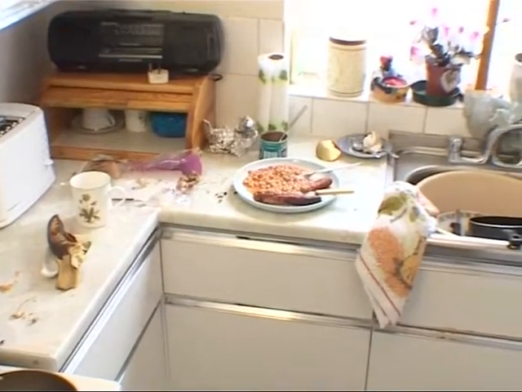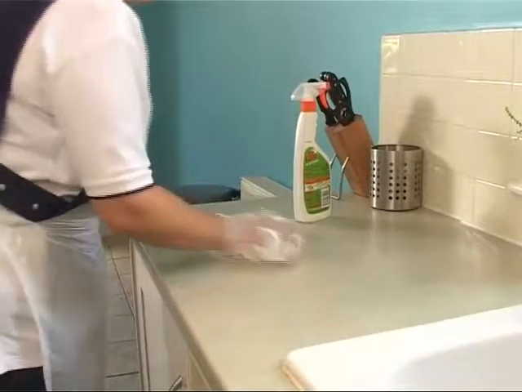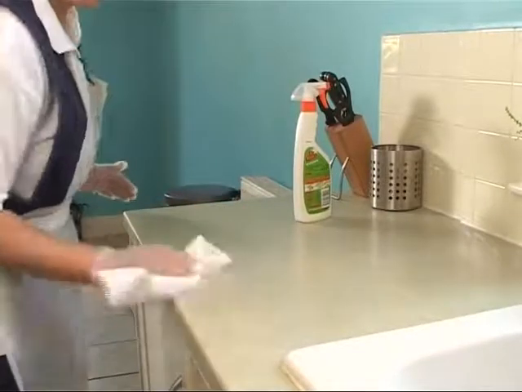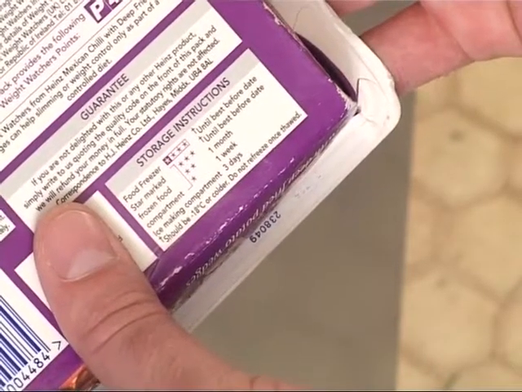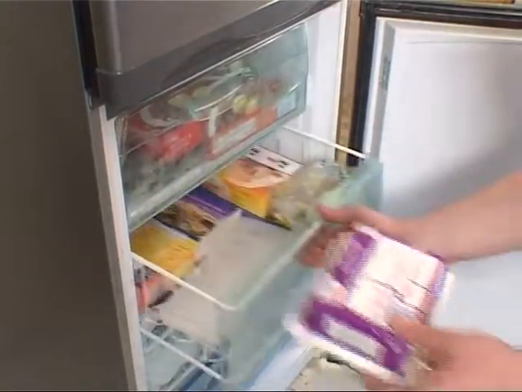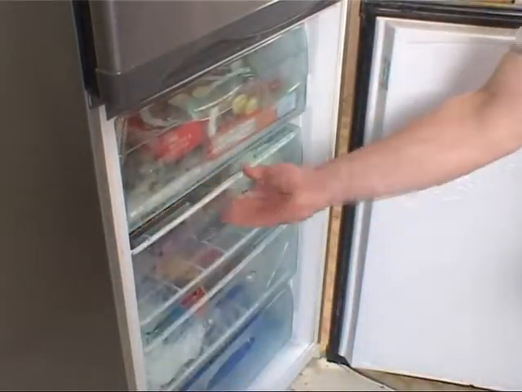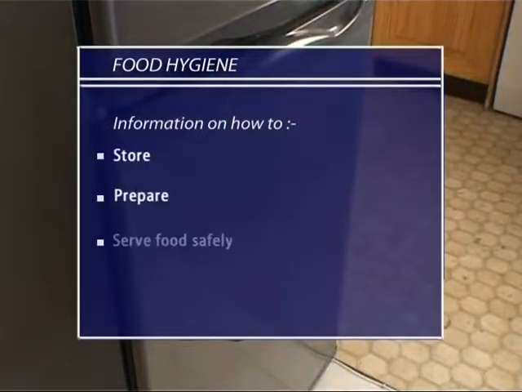Contamination of food can be a serious hazard. A high level of personal hygiene and cleanliness in the kitchen must be maintained at all times. Food must be protected from the risk of cross-contamination, and correct temperature control should be practiced. All food handlers should receive training in food hygiene. This will include information on how to store, prepare, and serve food safely.